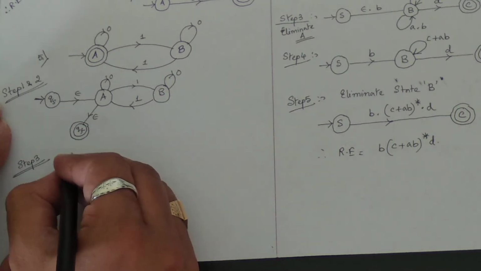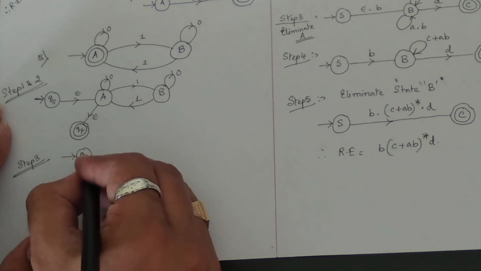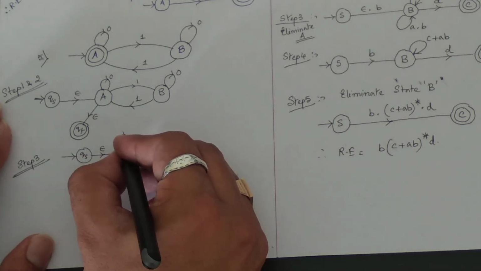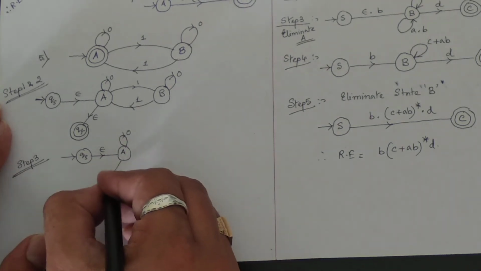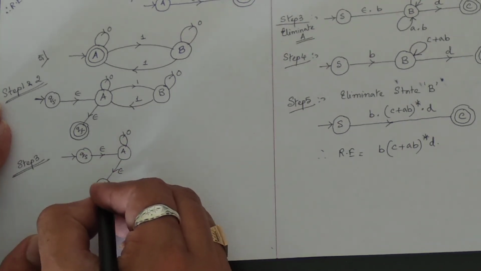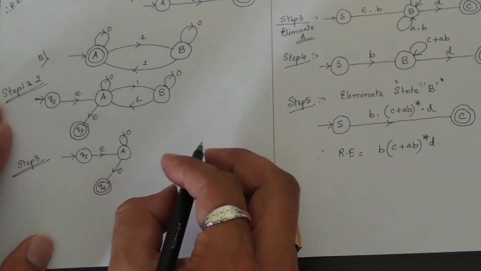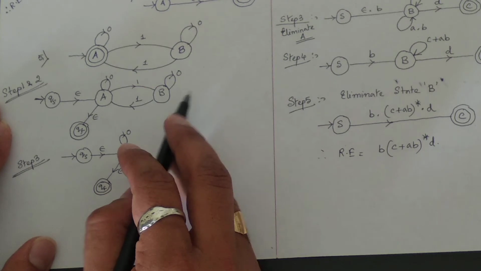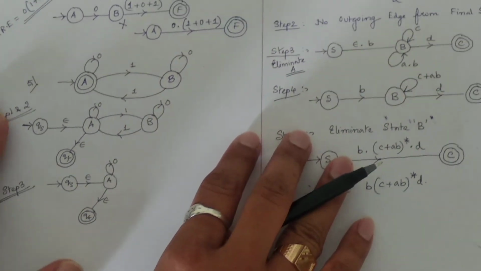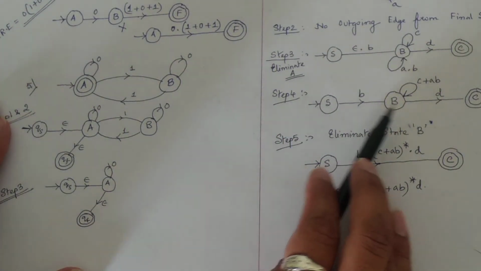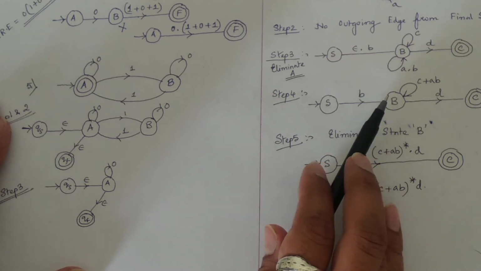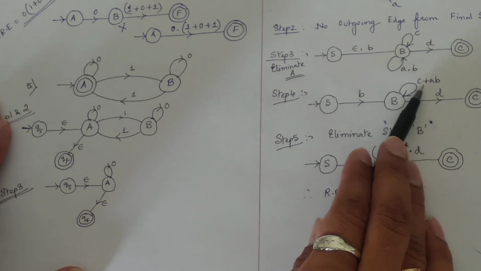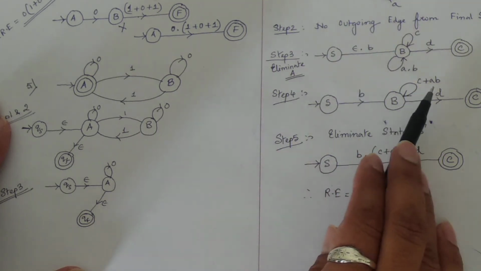How to do it? Let me draw first QS with an epsilon transition moving to state A. State A was already having a self loop of 0, and from A there is an epsilon transition moving to the final state, that is QF. Now if we eliminate this, don't you think this is a diagram similar to the earlier scenario? Correct? If you look into this, 1 will be nothing but B, 0 will be nothing but this one, and 1 will be nothing but this D, correct?